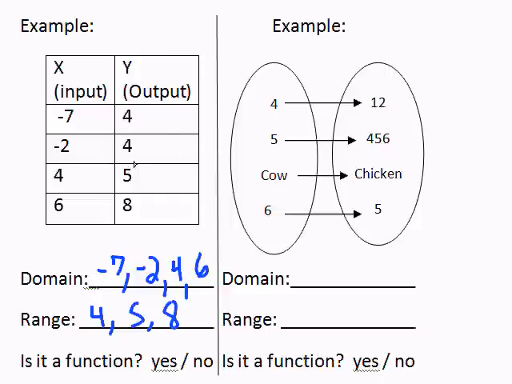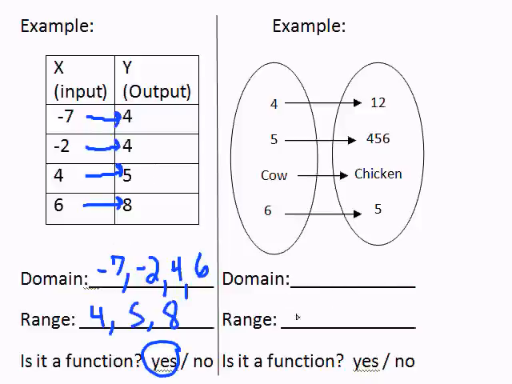Is this table an example of a function? Well, it is if all of the x numbers go to just one other number on the y side. In other words, does -7 only go to 4? Well, yeah, it does. It doesn't go to any other number. Does -2 only go to 4? Yeah, -2 goes to just 4. What about 4 to 5? Yes. And 6 to 8? Yes. So is it a function? Yes, because all of the x's go to just one y.